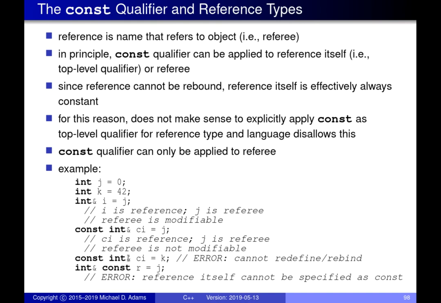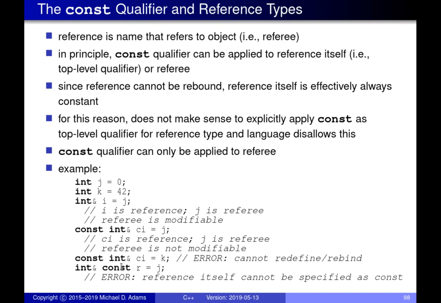If we keep going through here, I'm trying to essentially rebind this reference. I've already said ci is a reference for j. Now I'm trying to do a do-over and say, no, I want it to be a reference for k. This is a compiler error. The language doesn't allow you to rebind references. So this is what I'm trying to illustrate by this line.